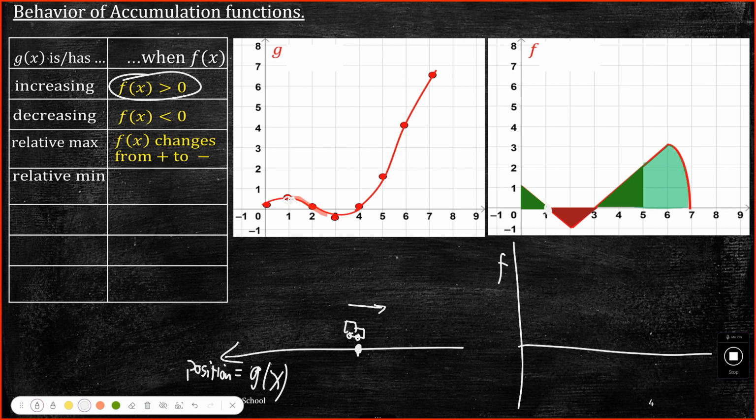So where would the relative min be? 3. Because why? It's changing from negative to positive. F of x changes from negative to positive. And so here's where you need to remember, it makes a lot of sense looking at that. We talked about the relative max, remember? So the relative max would be here, of course, and the relative min is here for this position function. Yeah, it makes sense. That one's new, looking at it with area.